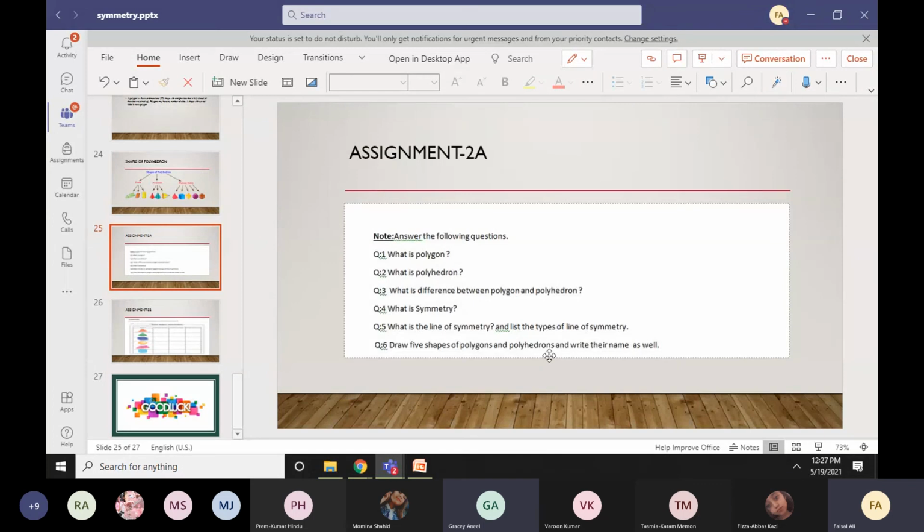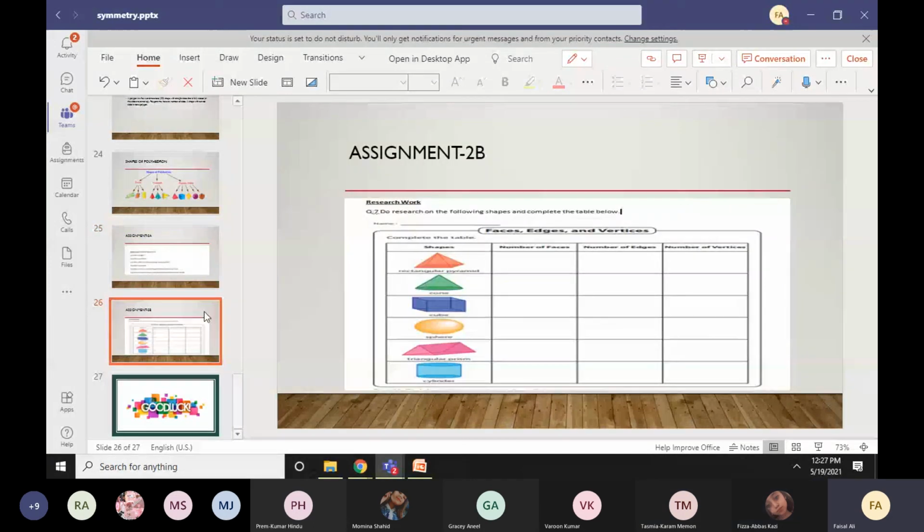Then you have to write the names of the polyhedrons as well. Sir, our course comes. Beta, you have to contact the administration office. See here, there are shapes. This is your homework. See here, the names are written here. Beta, I don't know, you have to contact the administration office.